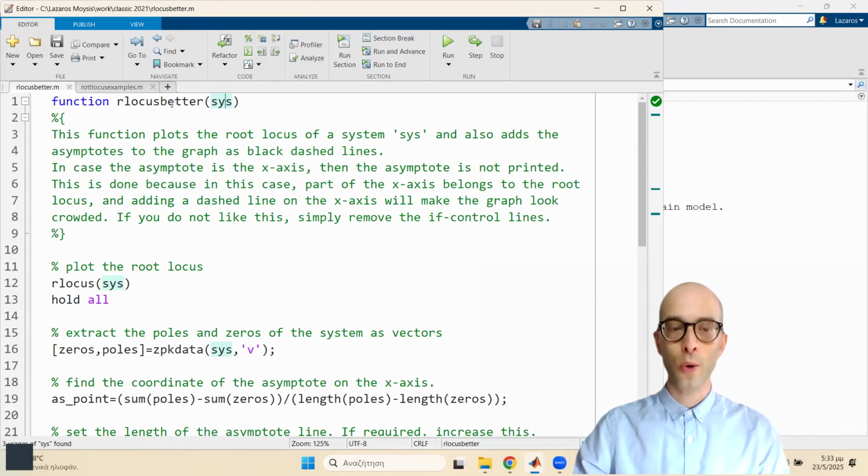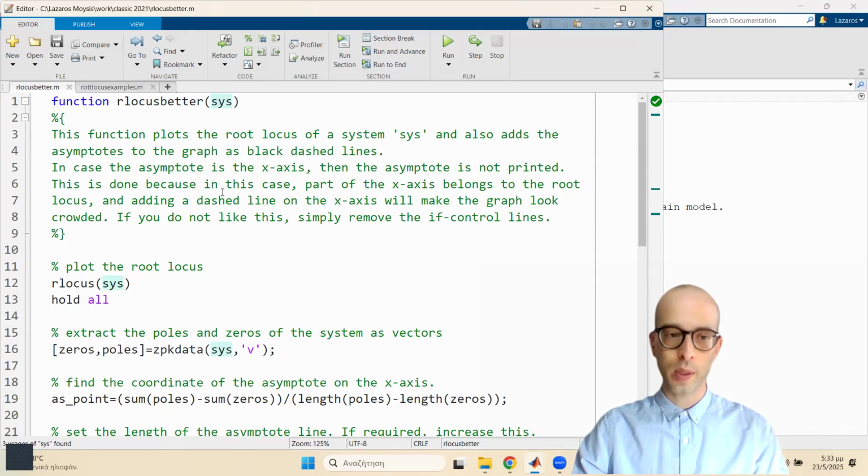So the function is rlocus_better. It takes as an input a system. I'm going to put a link to download this function from MATLAB Central in the description of the video. So let's see a little bit what the function does.